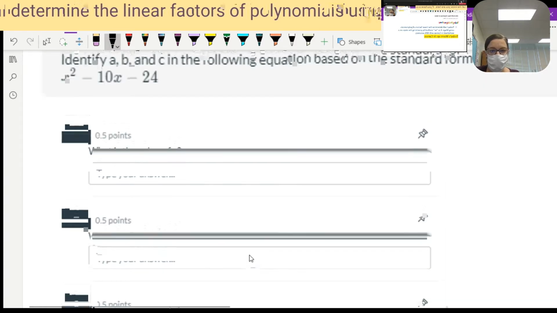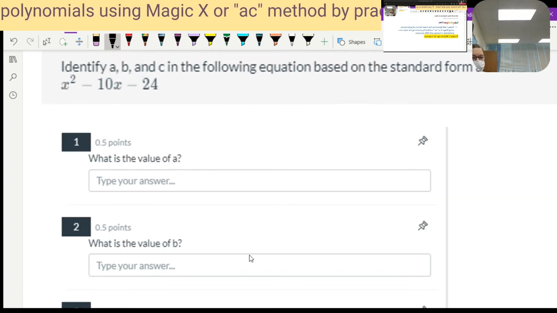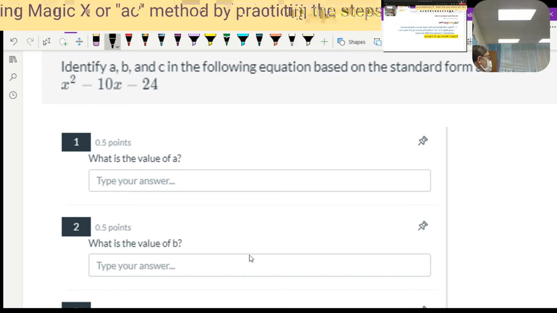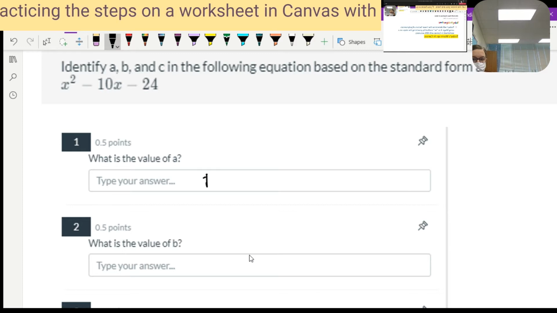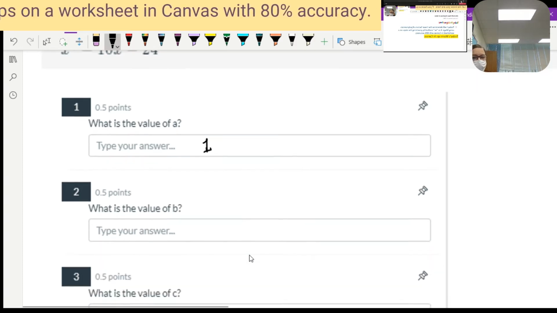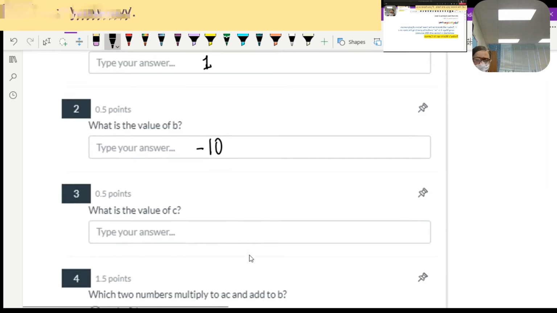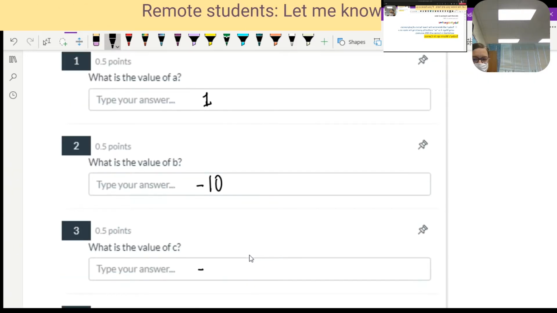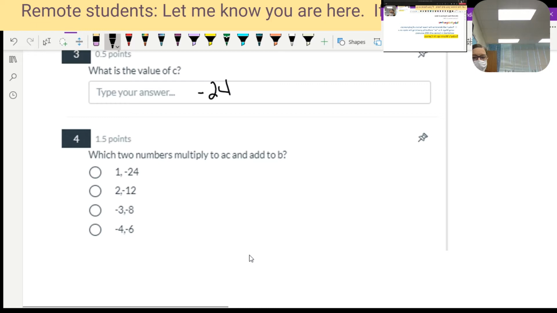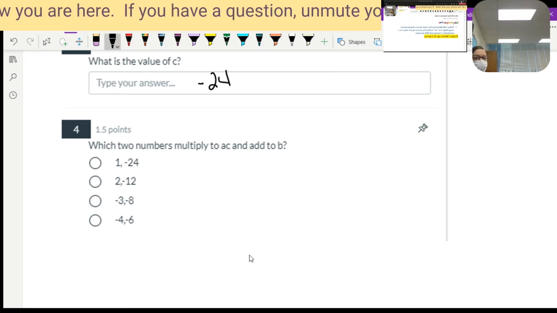Sure. There we go. Okay, so your job was to identify A, B, and C in the following equation. So we have x squared. There is no coefficient present, so it is assumed to be 1. Okay, what is the value of B? B is negative 10. And for C, the value is negative, is that 24? Yeah, negative 24.